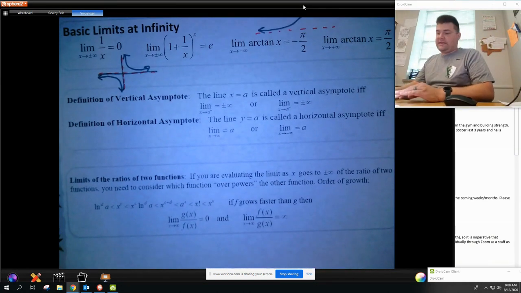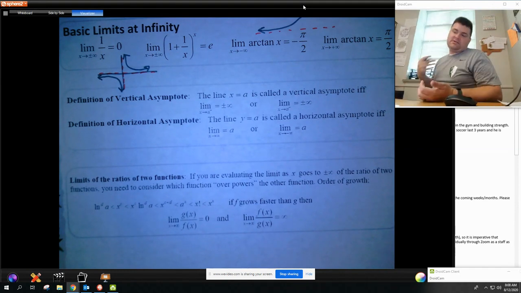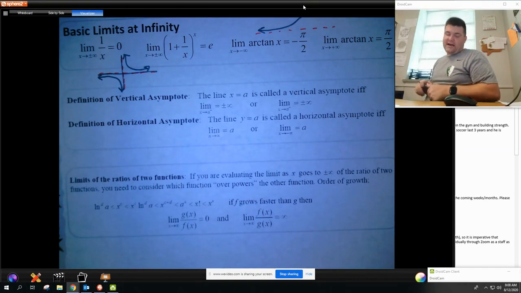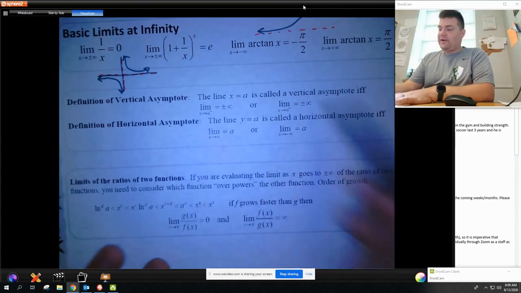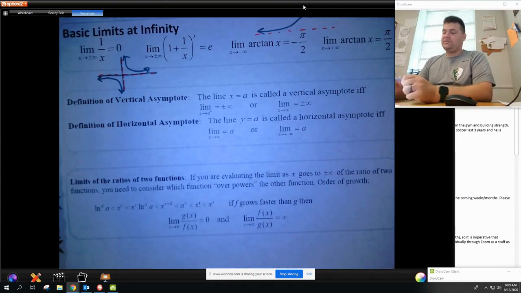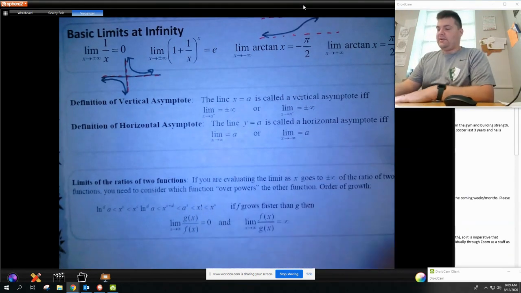Definitions of vertical asymptote and horizontal asymptote. I know that previously in pre-calculus or algebra 2, they told you how to find vertical asymptotes, and it wasn't the definition though. So this is the actual definition. If you're asked to find a vertical asymptote using the definition, or find a horizontal asymptote using the definition, it's going to be about this right here.